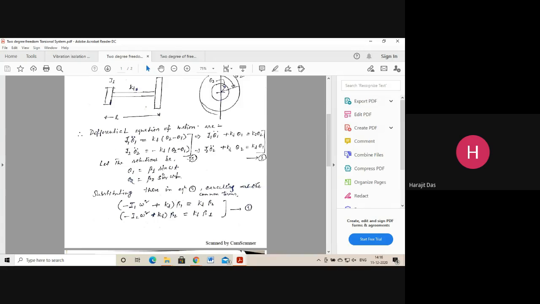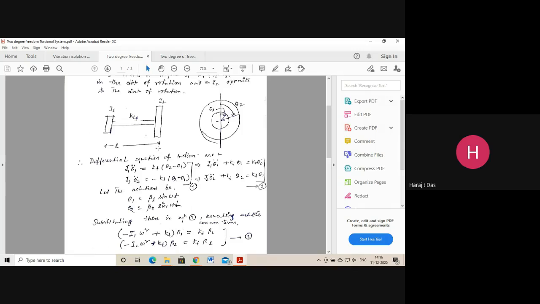Now we need to consider that the twisting of this rotor is sinusoidal, or simple harmonic motion, because we are analyzing the motion of this 2-degree of freedom system, isn't it?